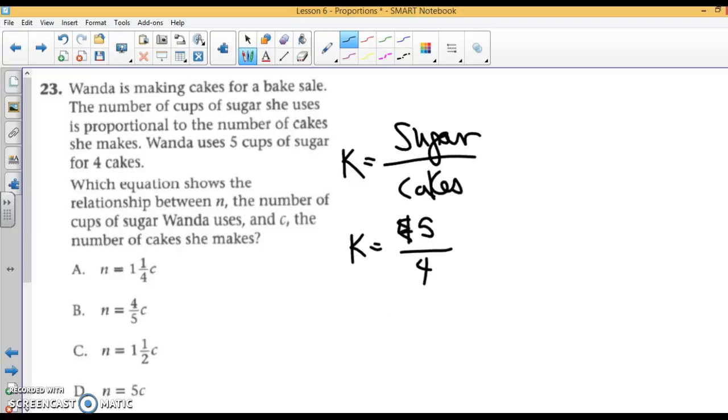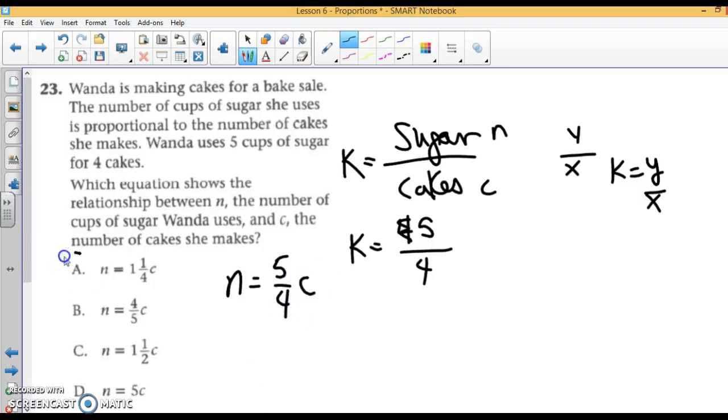And what variables are they using? N, the number of cups of sugar, and C, the cakes. Now remember, this is Y. K equals Y over X. So that's Y over X. So N equals 5 fourths C, which I would have kept written as 5 fourths, but 5 fourths is 1 and 1 fourth.